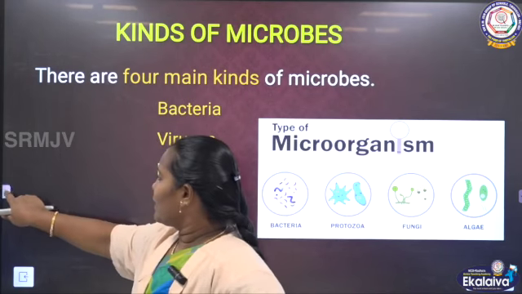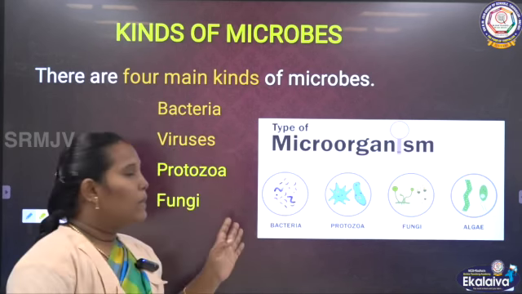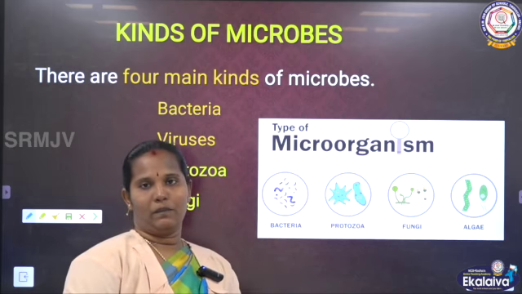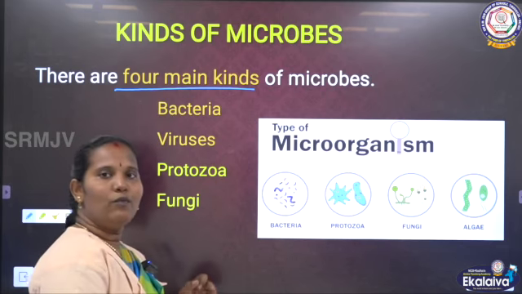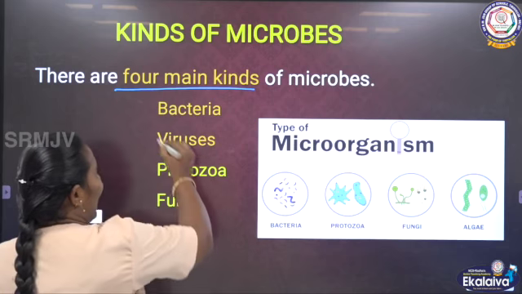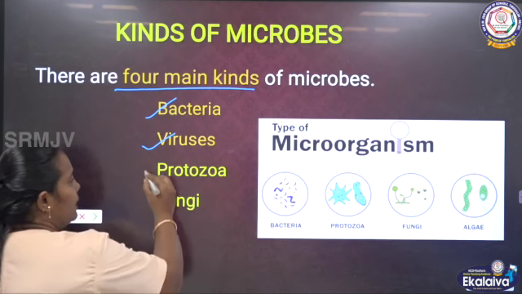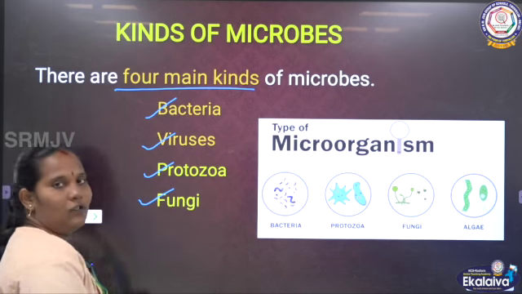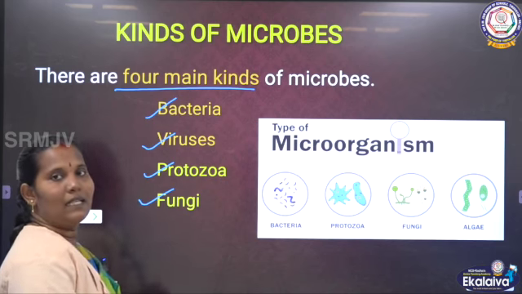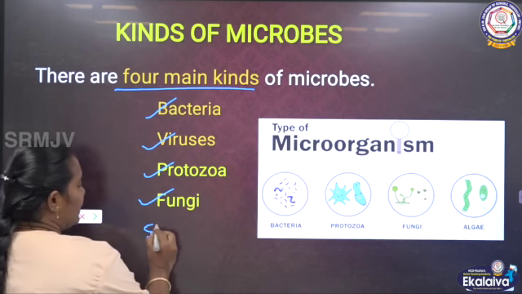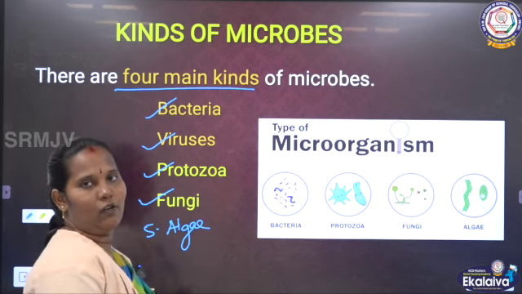Next one, kinds of microbes. I already told you microbes are of many types. Here they have given 4 main kinds of microbes. First one is bacteria. Second one is virus. Third one protozoa, and then fungi. So these are the 4 main kinds of microorganisms. Apart from this, there are many microbes. Fifth one, if I say, is algae. Algae is also one of the microorganisms. Like this, many microorganisms are there.